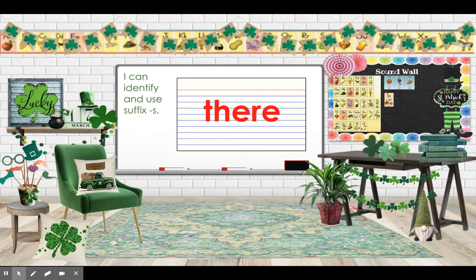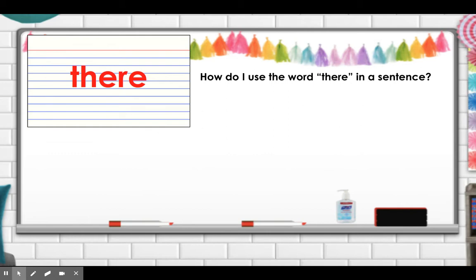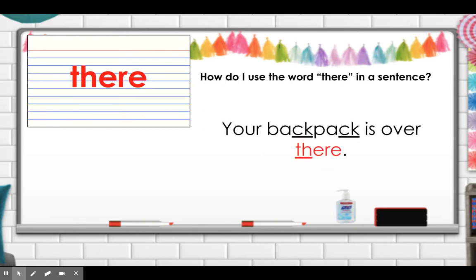So we are going to learn 3 new trick words to add to our list. The first word we are going to learn is there. Now remember, this there is talking about a place. So when we're thinking about a classroom, think something is over there. It's in a place. So how do I use the word there in a sentence? Your backpack is over there.